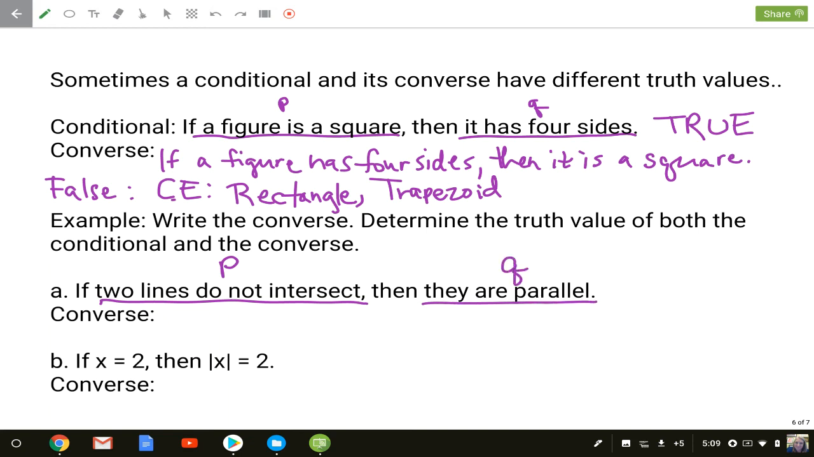Okay, so on part A, my converse is going to be: if two lines are parallel, then the lines do not intersect, or then they do not intersect. Notice that I'm rephrasing the P and the Q a little bit so that at the beginning, people still know I'm talking about two lines, because if I just say if they are parallel, then two lines don't intersect, it takes them a minute to figure out what I'm talking about.